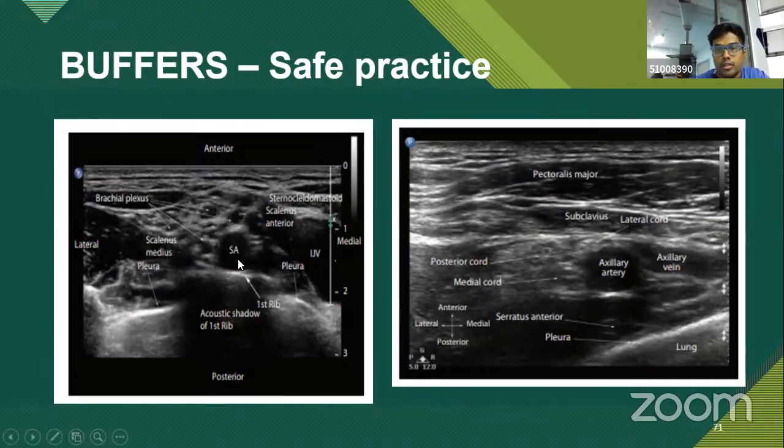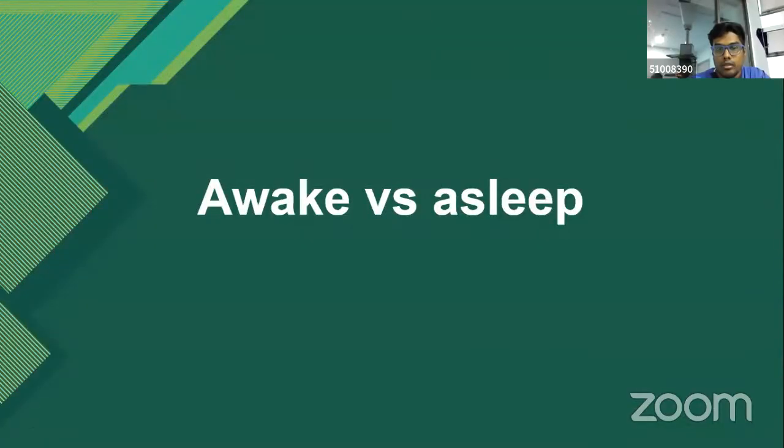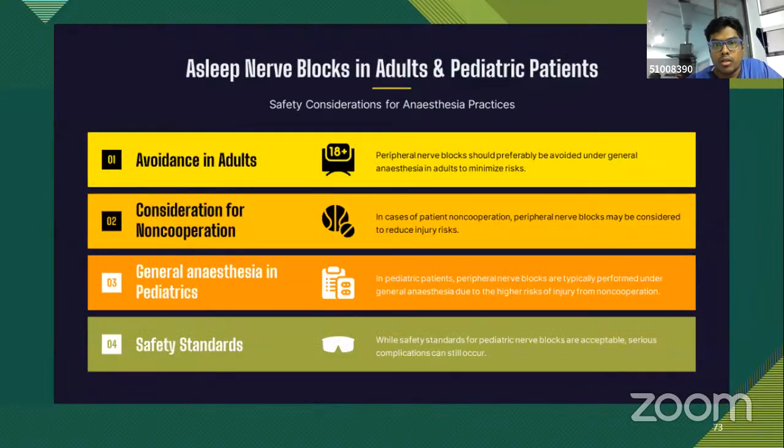to prevent pneumothorax. Now, coming to awake and asleep: whether to give the block when the patient is awake, or is it safe to give the block under GA or in deep sedation? So what are the safety considerations? In an adult patient, all the nerve blocks are recommended to be given when the patient is awake. Definitely the central neuraxial blockade and the interscalene block should 100% be avoided in patients who are under general anesthesia or in deep sedation. Definitely that has to be awake.